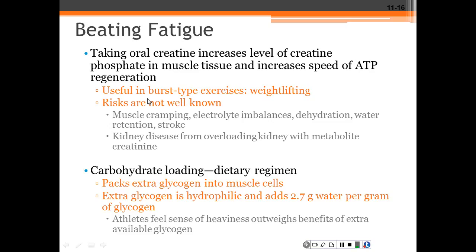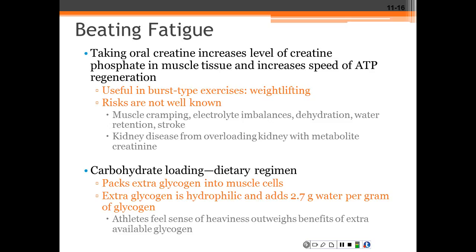Okay, and it's useful in burst type exercises such as weightlifting. You already know that steroids help out as well, and that's banned, of course, in various sports, especially track and field. They've had a number of issues, especially baseball and all that. But the risks are not well known.